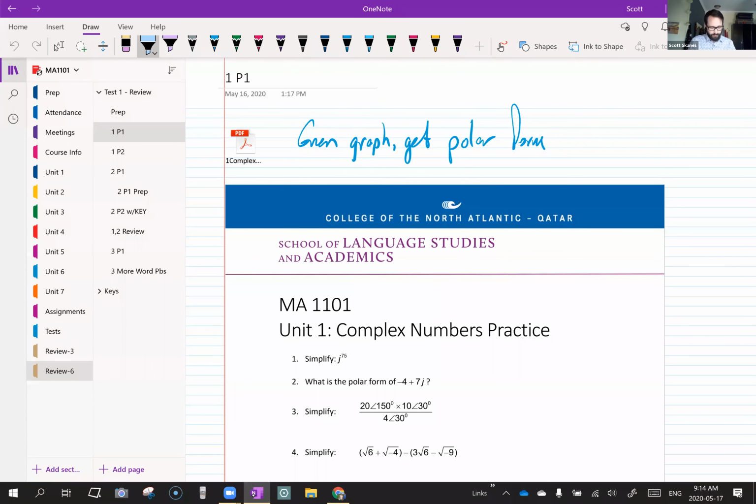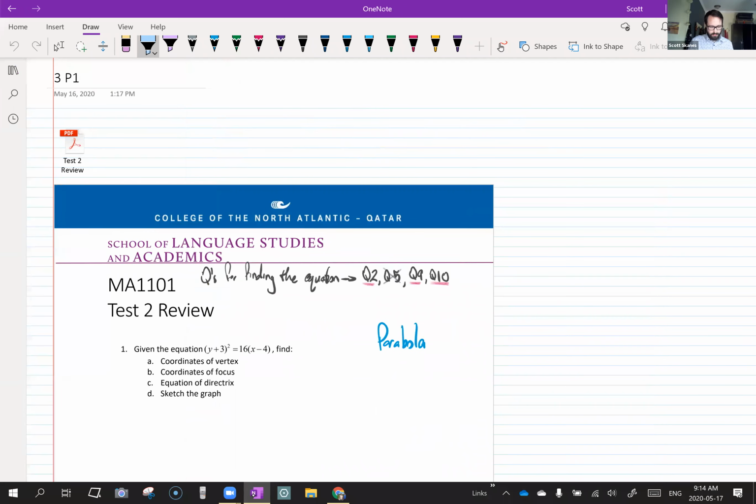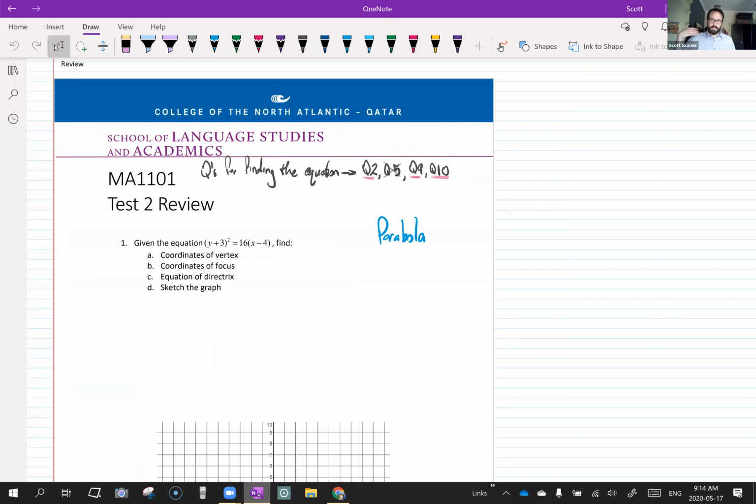So if we don't have any other questions, I want to jump straight to a very specific type of problem, and you can find this in the test 2 review, which on D2L was this one, Unit 3 review. It's called test 2 review on the document itself because I changed the title, but really it's the Unit 3 review. It used to be a second test, right? So anyway, many of you had a lot of trouble finding the equation on the assignment. So you were given some information and I asked you to find the equation that it would have been.